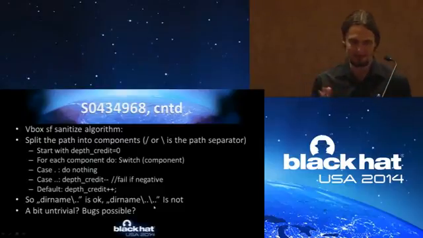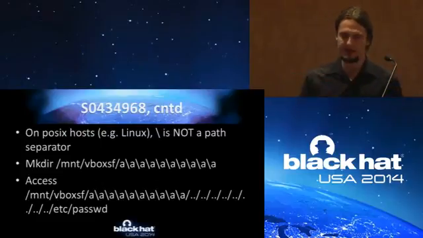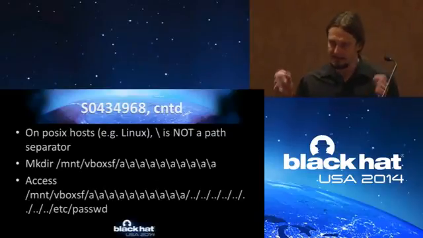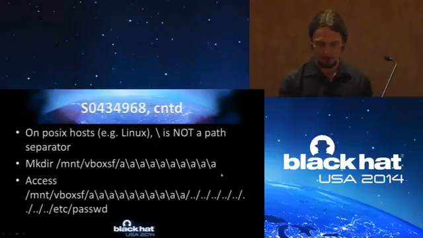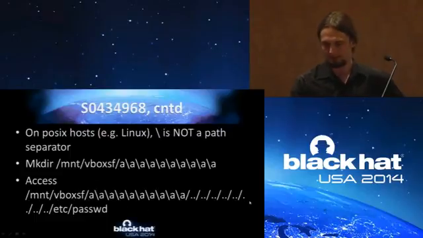So again, it looks a little bit too complicated. And of course, it has a fatal flaw, particularly on POSIX hosts like Linux, and I think on Solaris as well, there is support for Solaris. Backslash is not a path separator. So you can have a path component that has backslashes in it, but it's a single path component. So exploitation is simple. You create a directory in the shared folder with a name like that. It has a lot of backslashes. And then you access it by giving a path name that consists of the single component and a lot of double dots.